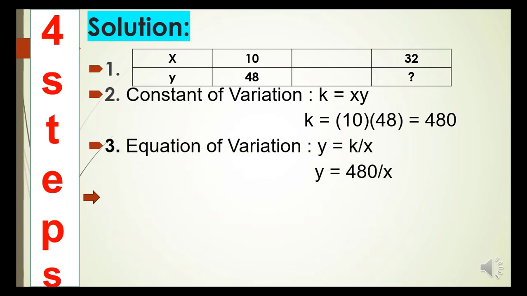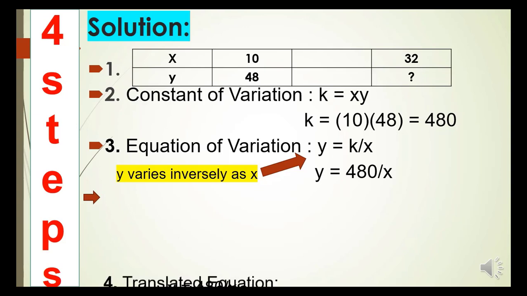Step number 3. Equation of variation. y is equal to k over x. We just simply translate "y varies inversely as x," or y varies to the reciprocal of x. That's why x is in the denominator. y is equal to k over the denominator x. So assign 480 to k over x, and this is now our translated equation.